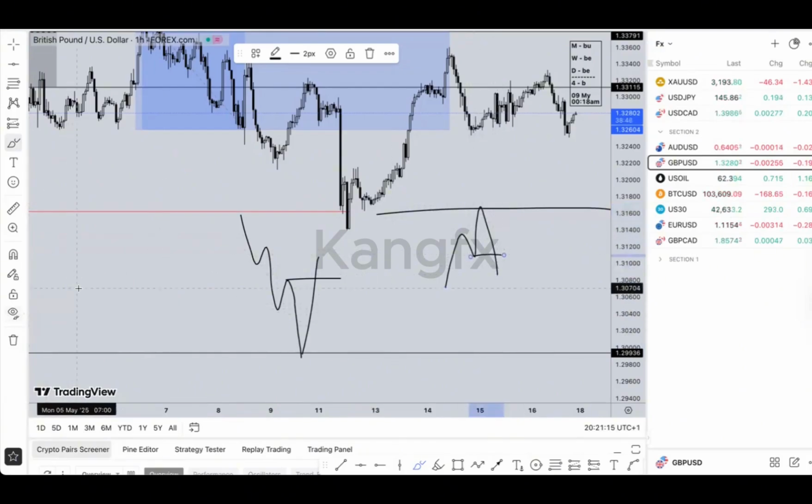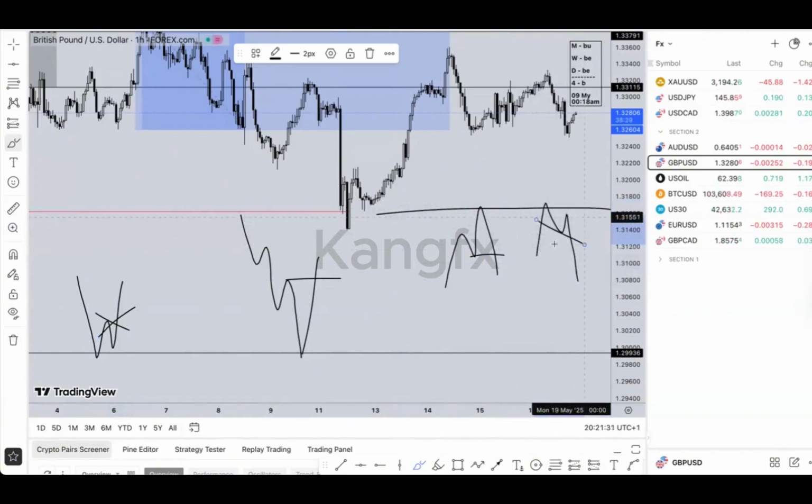If you have something like this and break, this is not valid. If you put your money here, you will lose. The same thing with this one. You have something like this after the mitigation. That's when it creates this. You put in your money here, you're going to lose. So these are the only valid setups. The high and low must be formed before the market mitigates the higher time frame key level.